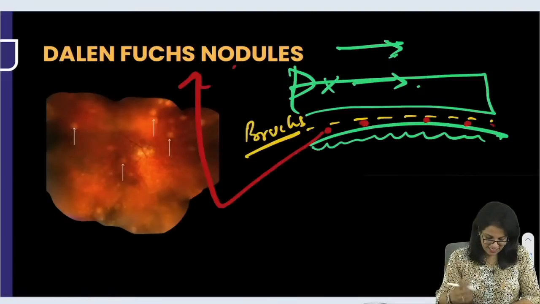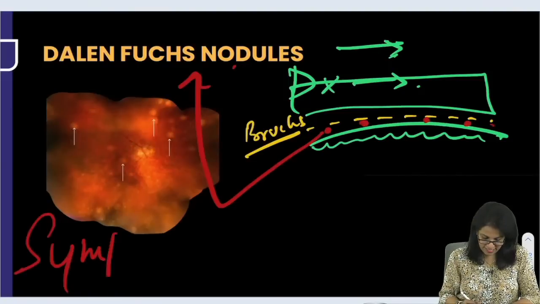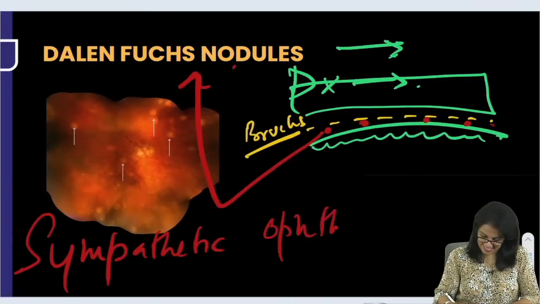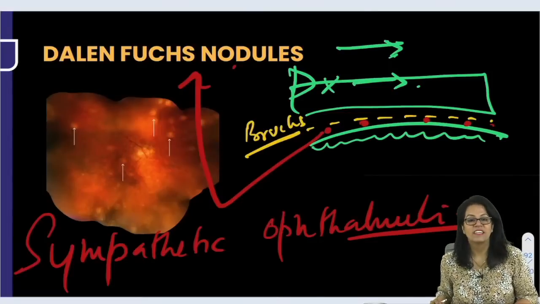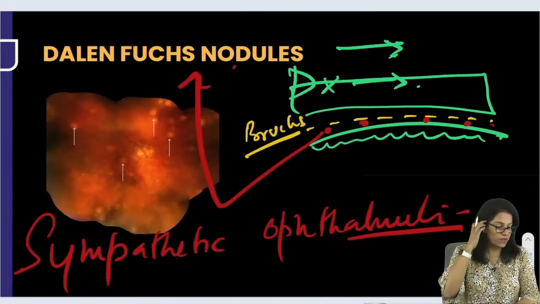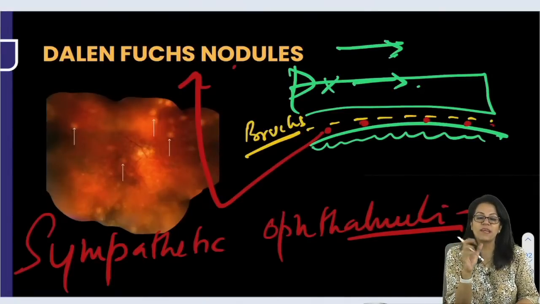Diagnosis. What is this condition? Sympathetic ophthalmitis. We are talking about sympathetic ophthalmitis. Yes, very good Shruti. Shruti, what are the other questions? All of you, what are the other questions asked in sympathetic ophthalmitis?